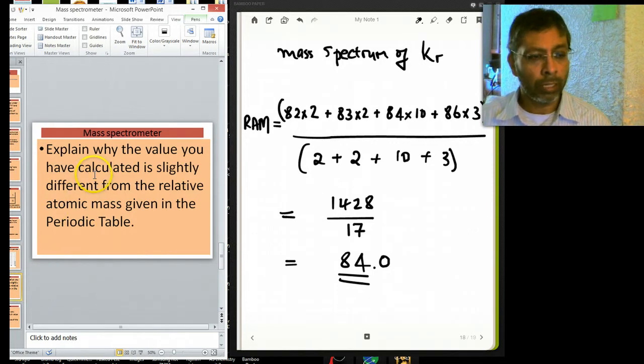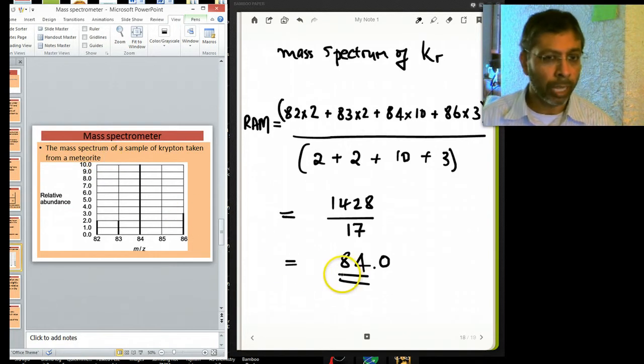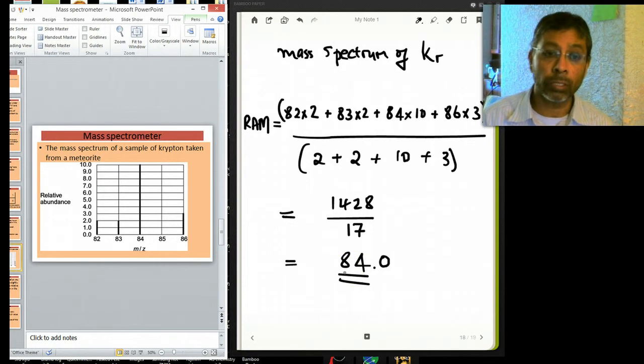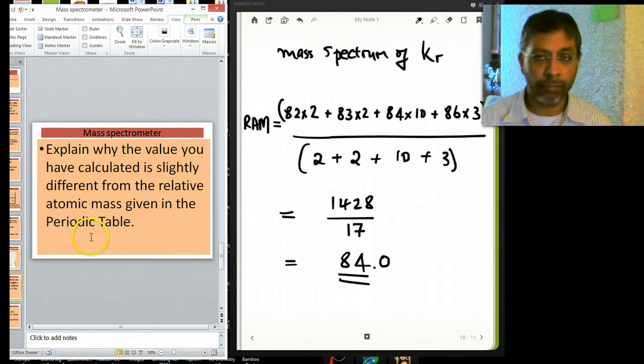Explain why the value you've calculated is slightly different from the relative atomic mass given on the periodic table. Now, this data came from krypton found on a meteorite, and the average came to 84. So they're asking us, why on your periodic table isn't it 84? And the reason for that is, here on Earth, the krypton samples that we have have different abundances of their isotopes. Okay, so the reason why we get a different value is to do with different abundances.